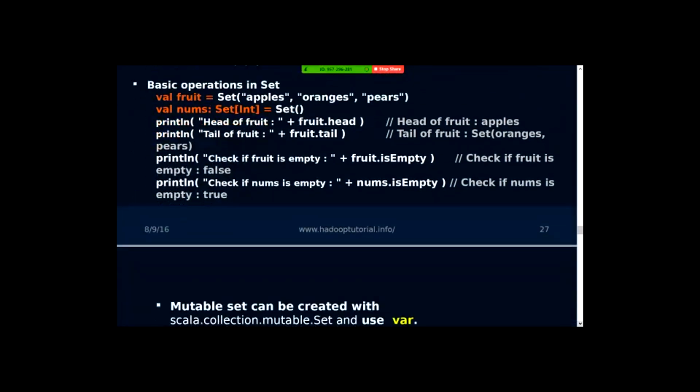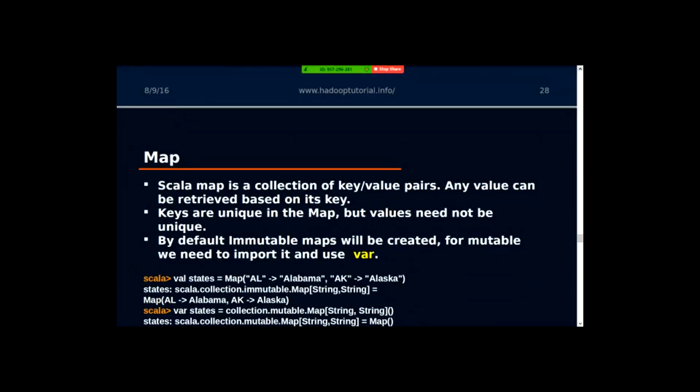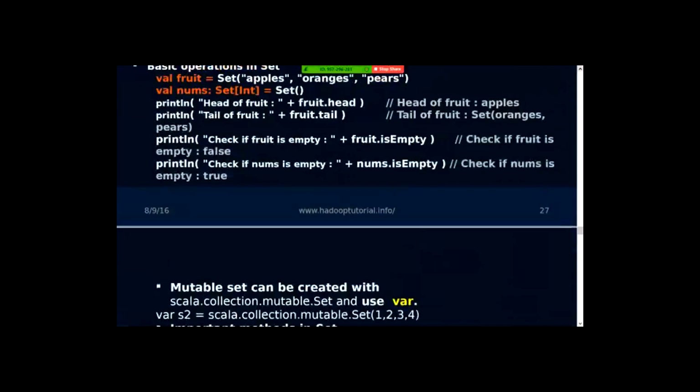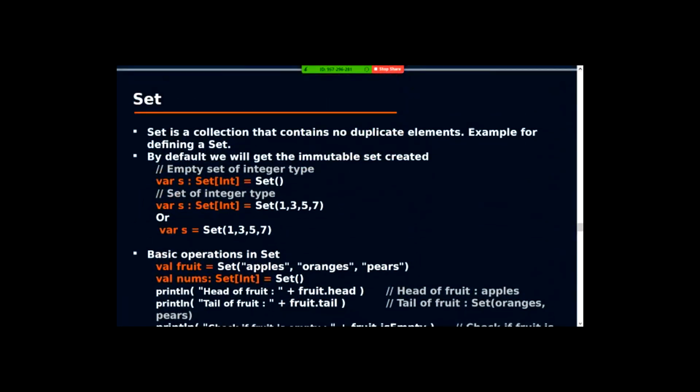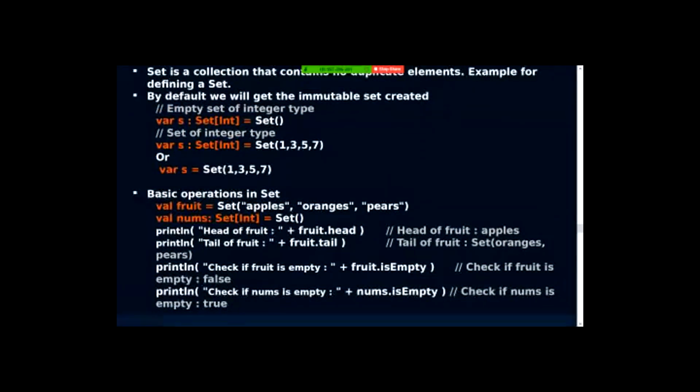Let me at least complete the set also. It's the same as your list. You have two flavors, one mutable and the second one immutable. Mutable one, you declare with var and scala.collection.mutable.Set, and immutable one, val and scala.collection.immutable.Set. If you don't specify the package prefix, by default it uses the immutable flavor. And the rest of the functions are pretty much the same as your list.